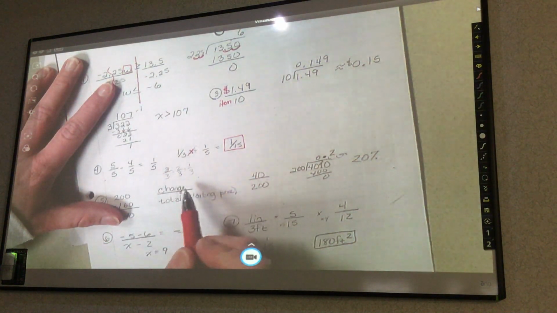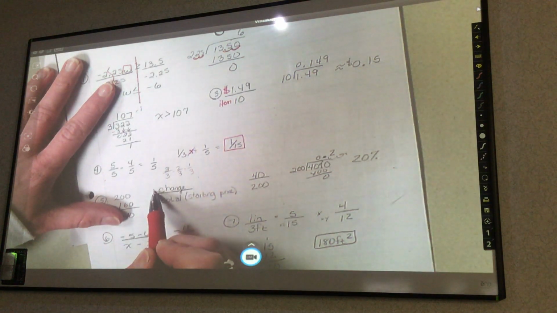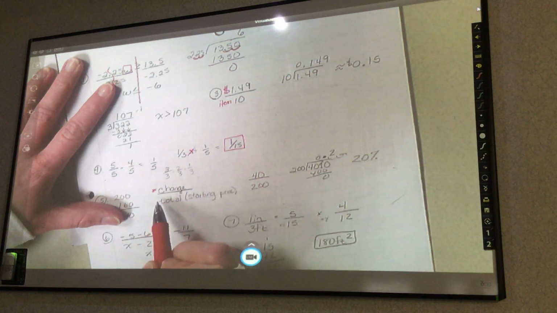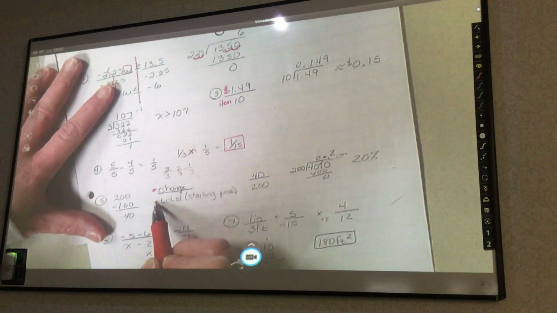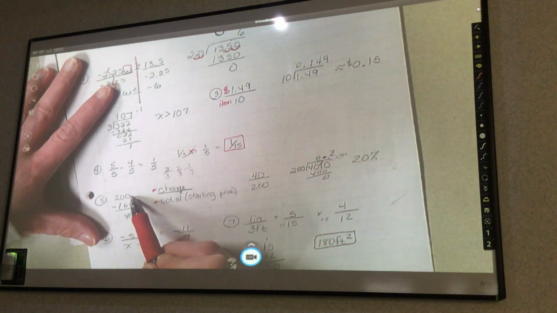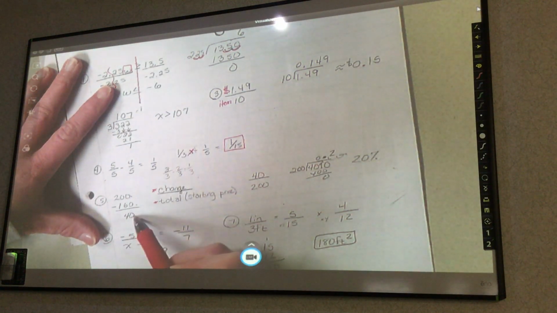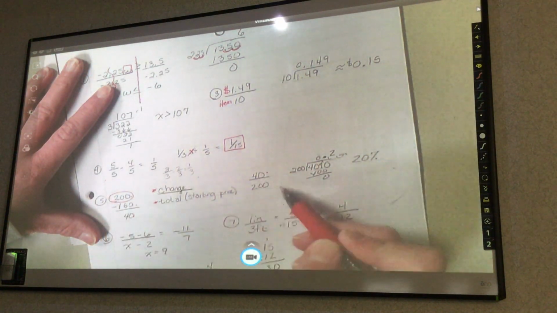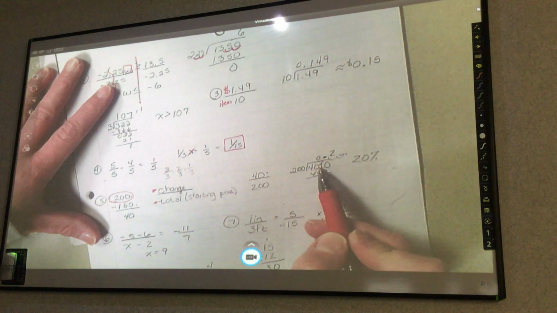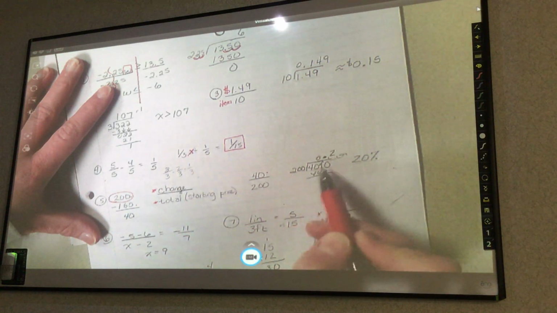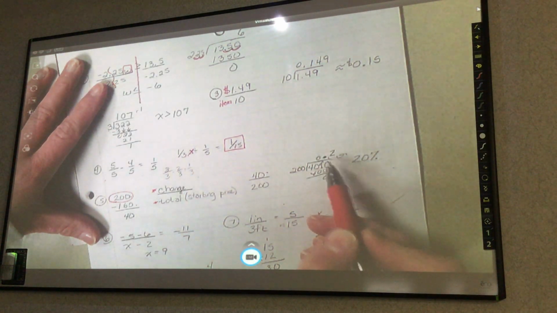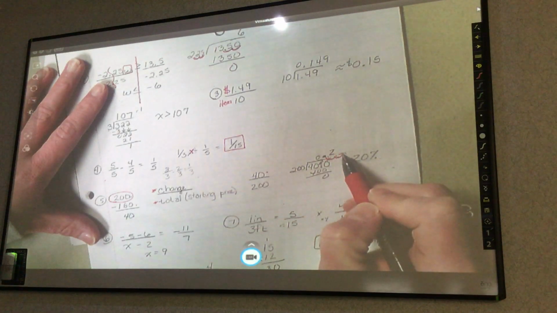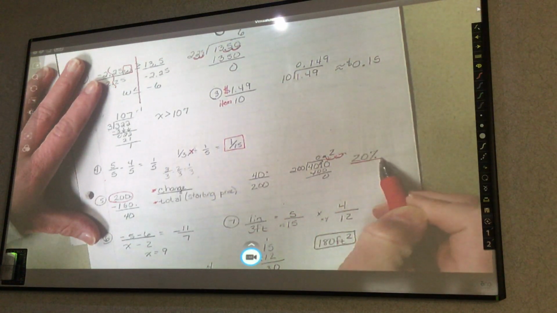To find the percent of decrease, you first find the change, and you divide it by the total starting price. So if it was $200 and then it was $160, the change is 40, so that goes on top. The starting price was $200, so that goes on the bottom. So then I take 40 divided by 200, which is 2/10. Then I move the decimal place 2 places to the right, and the percent of change is 20%.